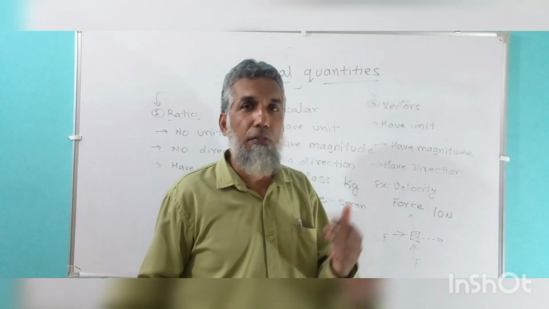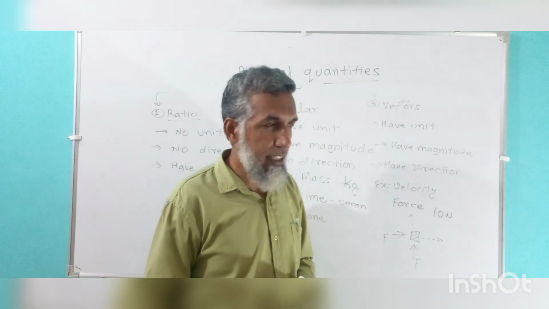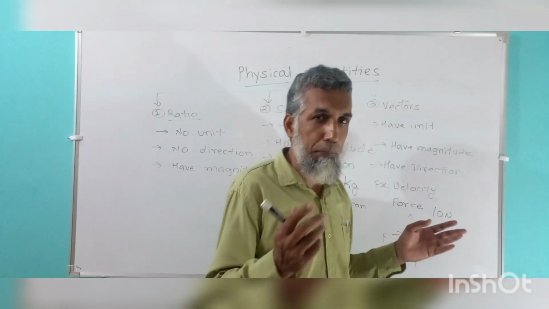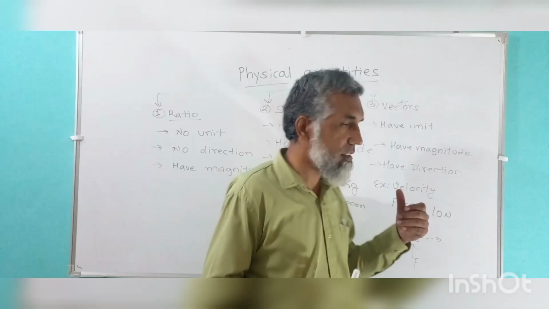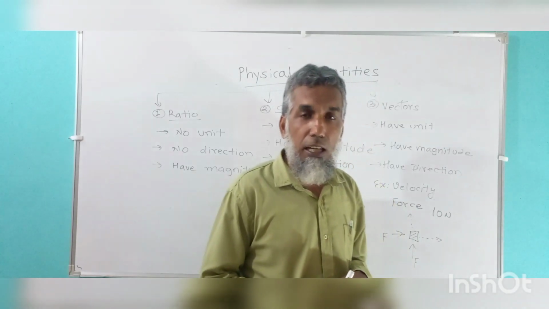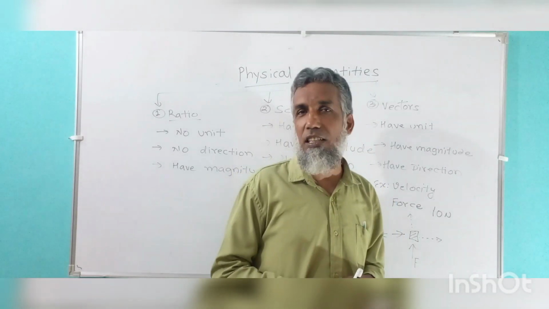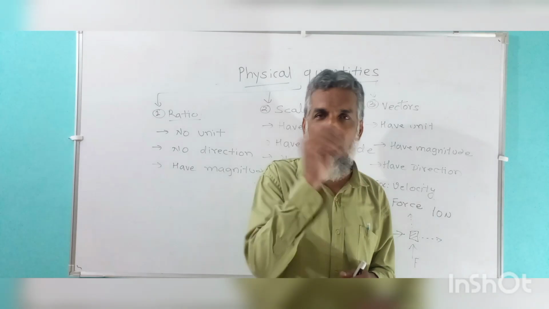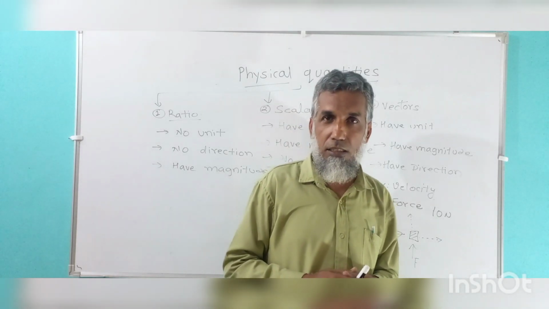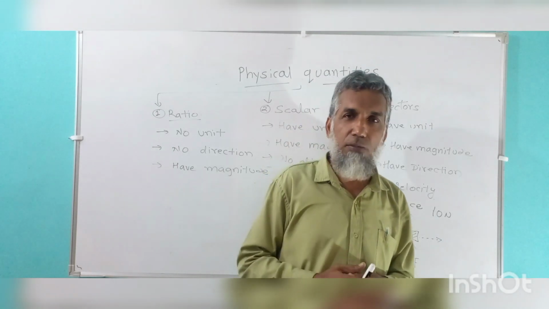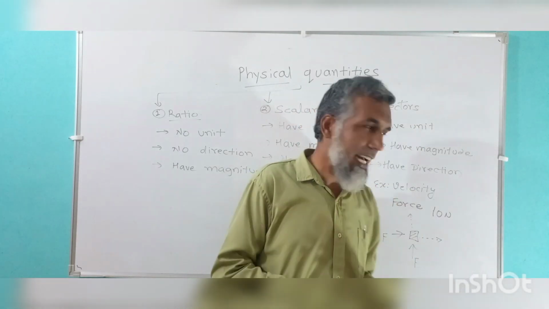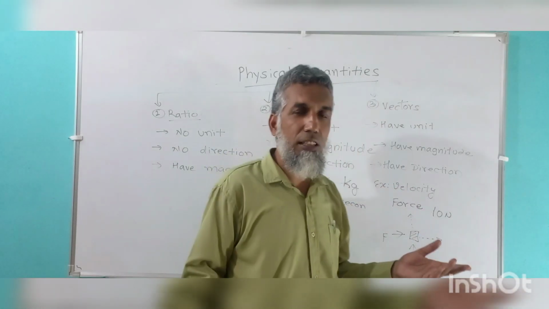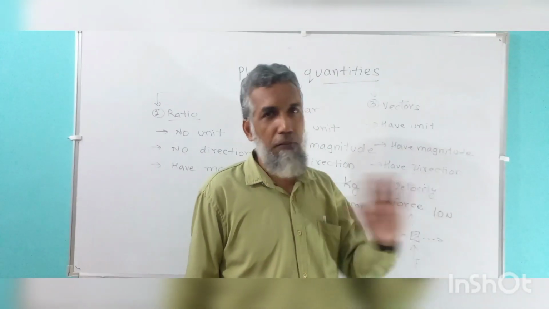Take the example of electric current. Electric current has a unit, the ampere. We say 5 ampere, so it has magnitude also. And we assign the direction of the current also. In all circuits, you will assign the direction of the current. Without the direction of the current, the circuit will be incomplete. So you are assigning the direction also. But the current is not a vector quantity.